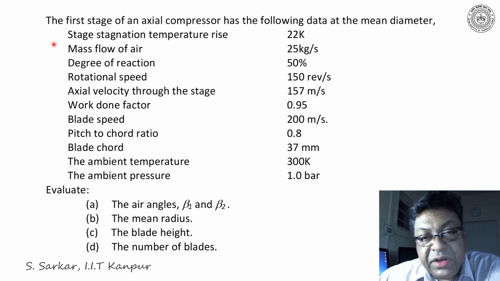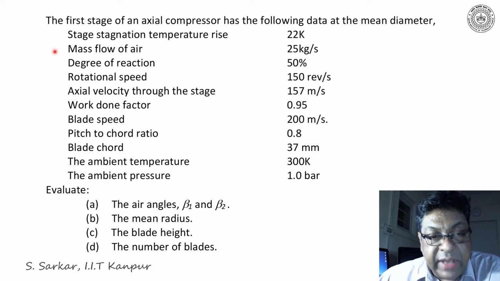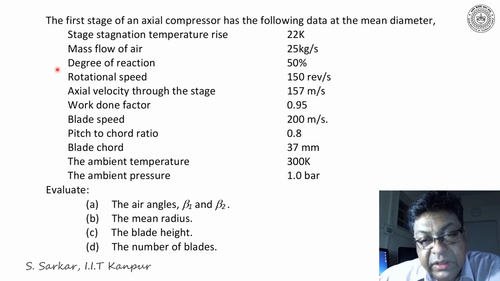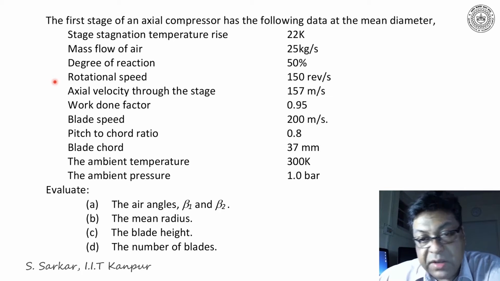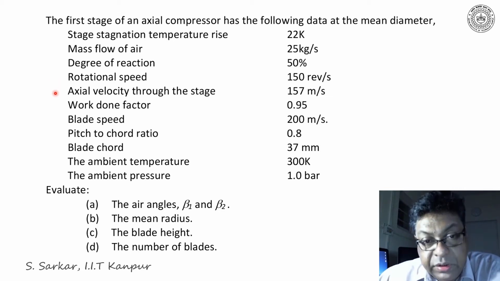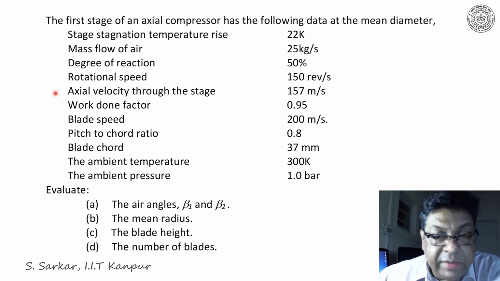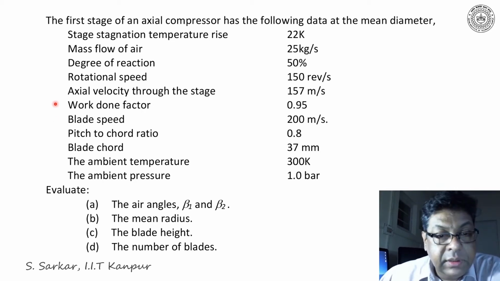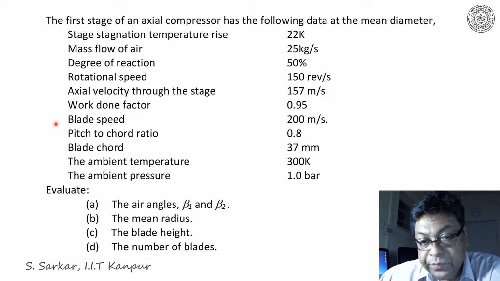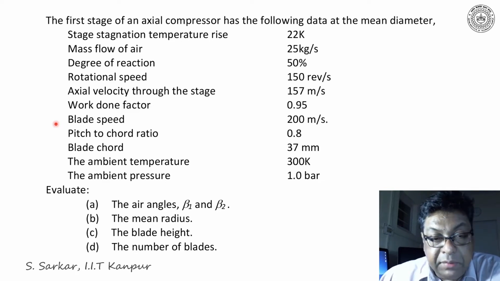The first stage of an axial compressor has the following data at the mean radius. The stagnation temperature rise is 22 K, mass flow of air 25 kg per second, degree of reaction is 50%, rotational speed 150 revolutions per second, axial velocity through the stage 157 meter per second, work done factor 0.95, blade speed 200 meter per second, pitch to chord ratio 0.8, blade chord is 37 millimeter.